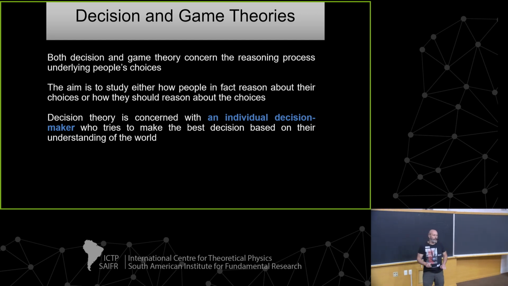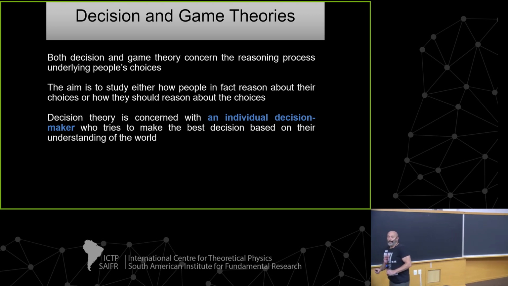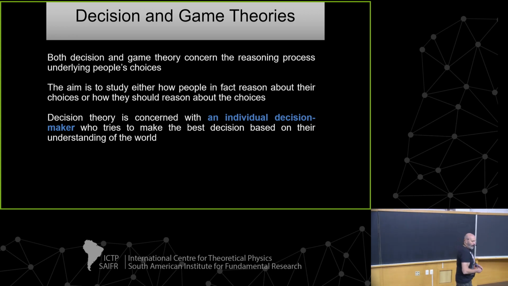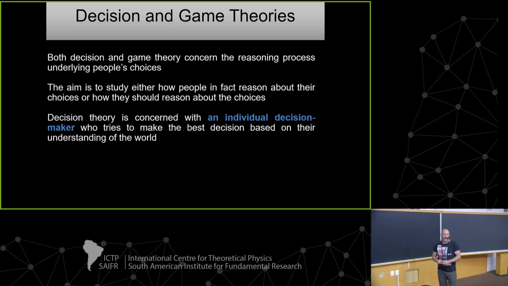Decision theory is concerned only with an individual decision. There is only one person who has to make a decision, taking into account different things, different precepts, and different concepts and ideas. The idea is that this individual decision maker is trying to make the best decision based on his or her understanding of the situation. So when we are talking about decision theory, we are talking about only one individual.